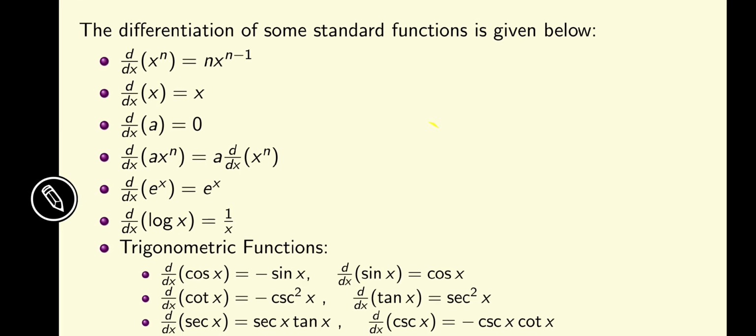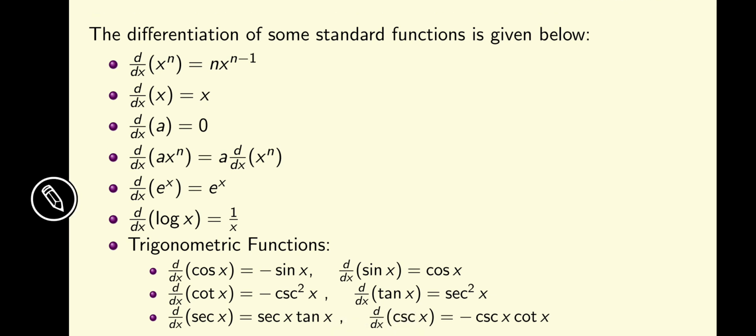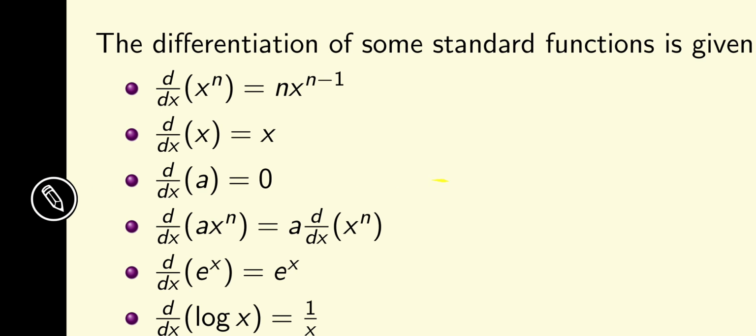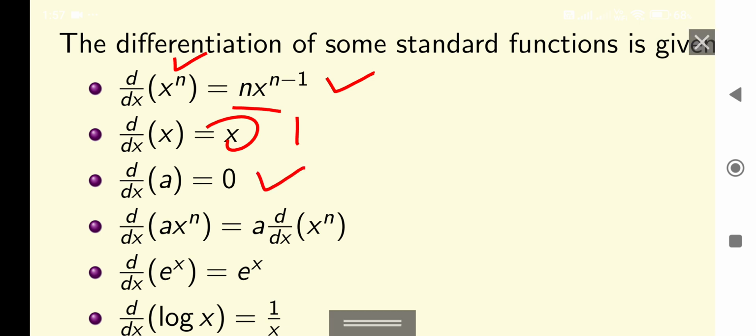Now let us see some standard formulas of differentiation. The derivative of x to the power n is n times x to the power n minus 1. So let us understand this formula. When we differentiate x to the power n, n comes down and the power is reduced by 1, so the power becomes n minus 1. Using this, the derivative of x is simply 1. And the derivative of a constant is 0. Whenever a constant is multiplied with x to the power n, as in a x to the power n, it becomes a times the derivative of x to the power n, and this can be calculated by this formula.